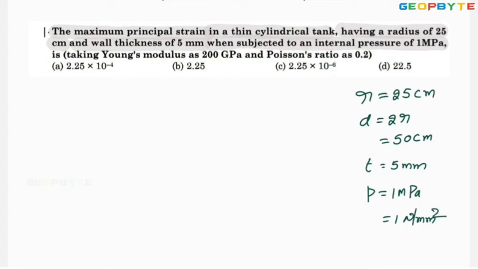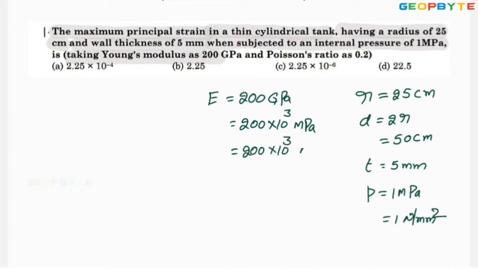The Young's modulus is given. Young's modulus E equal to 200 gigapascal is equal to 200 into 10 power 3 megapascal. The same value you can write in Newton per mm square: 200 into 10 power 3 Newton per millimeter square. And Poisson's ratio 1 by m equal to 0.2. Now what you are asked to find?